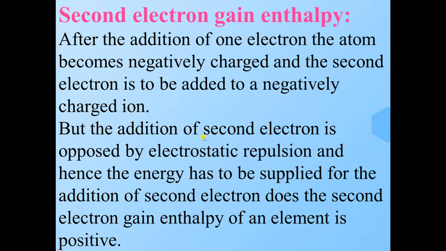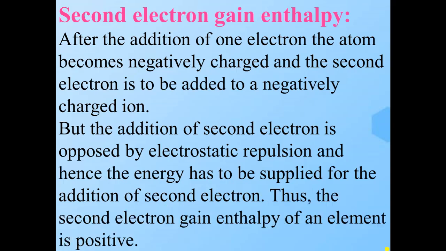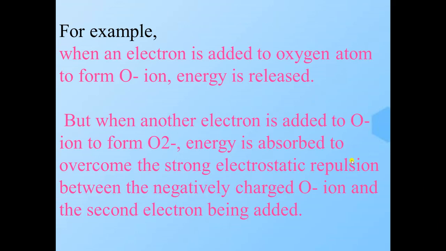But the addition of a second electron is opposed by electrostatic repulsion, and hence energy has to be supplied for the addition of the second electron. Thus, the second electron gain enthalpy of an element is positive. So we will take one example to understand this. Let's take the example of the oxygen atom.